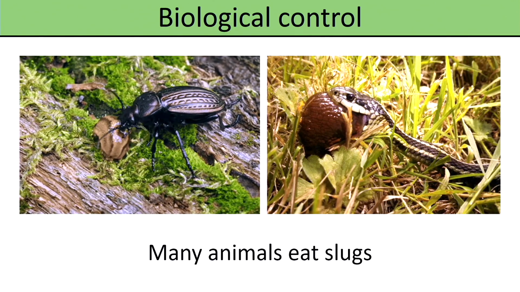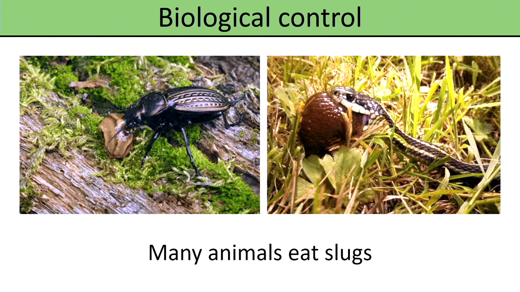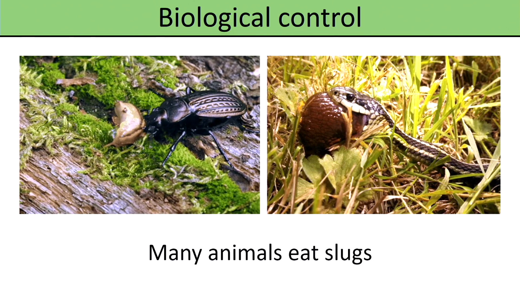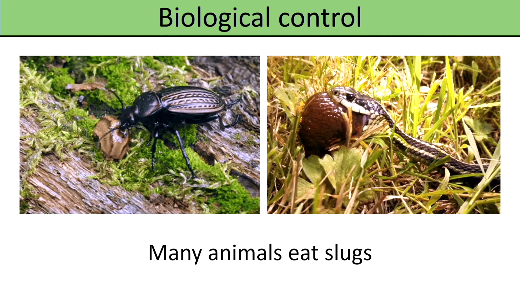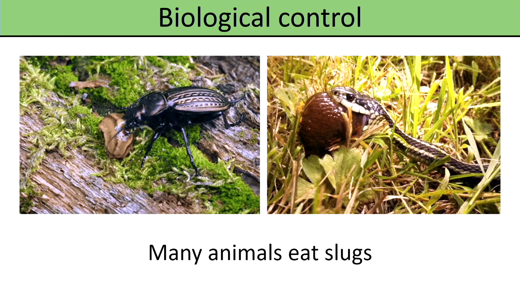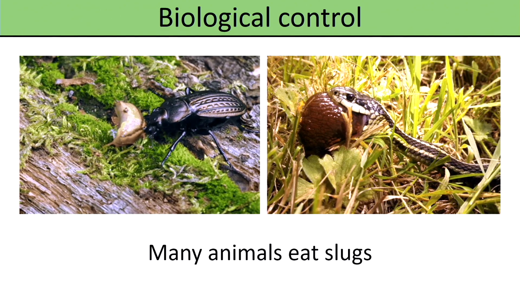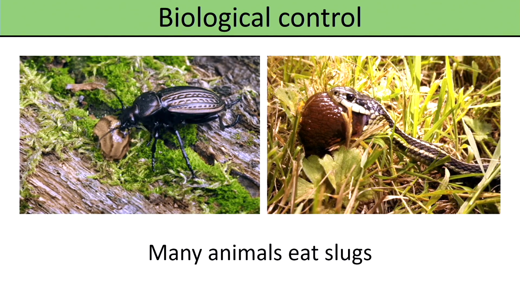Lots of animals eat slugs. So here's a snake eating a slug. This here is a carabid beetle, and as you can see, eating a slug is not the easiest thing. They're thick, they're mucousy, it's a little bit difficult to eat a slug. So it does take them some time to kill one. But carabid ground beetles are really what we think of as our best slug predator, something that could be out there helping us control slugs.